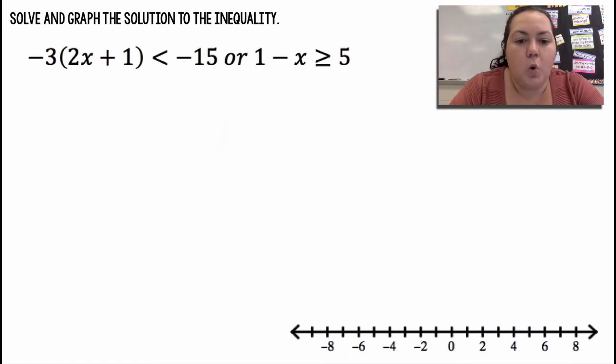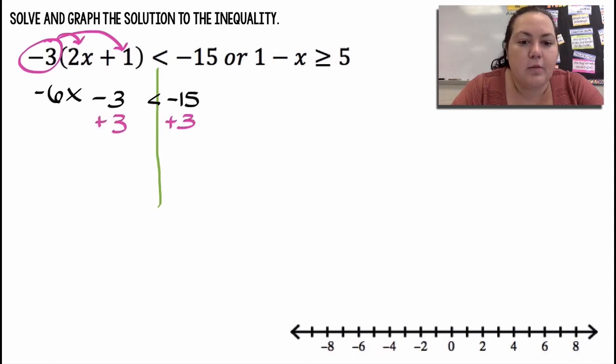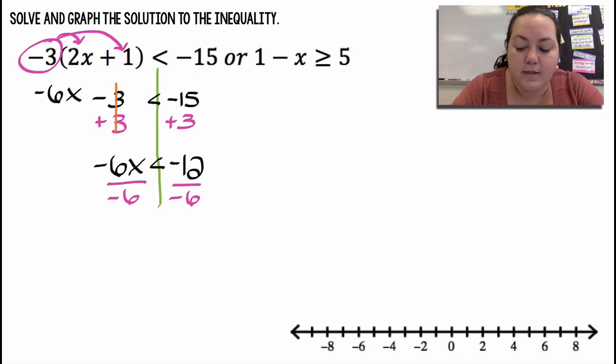All right, so this one, it says or, so I'm going to be going out in opposite directions. I'm going to have to distribute on the first inequality. I'm going to distribute the -3. So that gives me -6x minus 3 is less than -15. Add 3 to both sides. That gives me negative 6x is less than negative 12. Divide by a negative, so that means I have to flip my inequality. So now it's a greater than sign, so x is greater than negative 12 divided by negative 6, which gives me a positive 2.